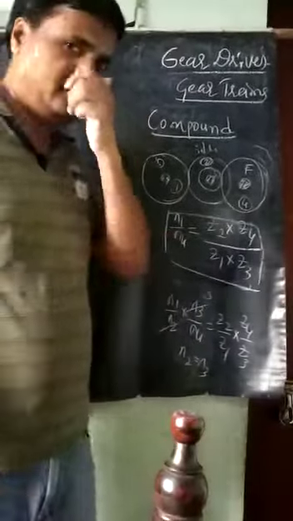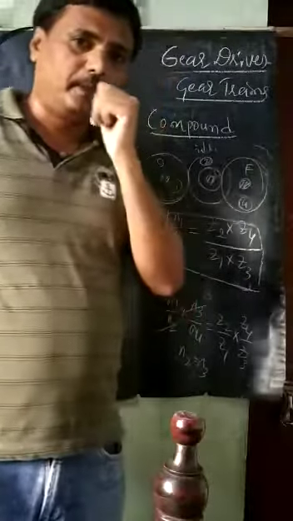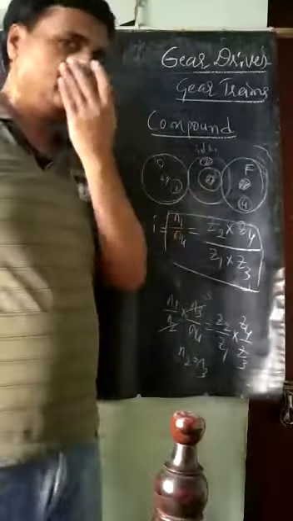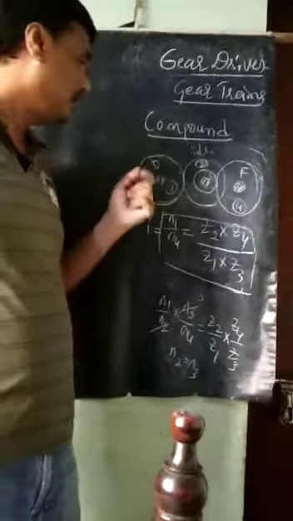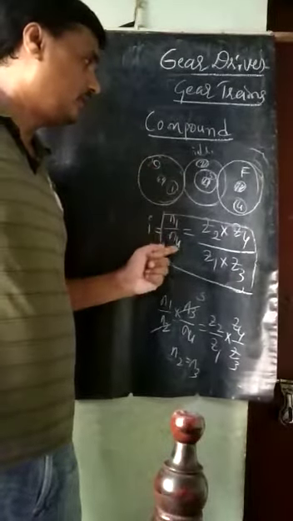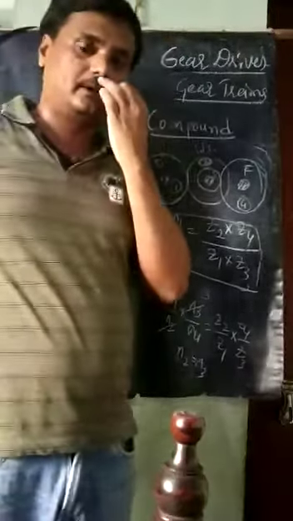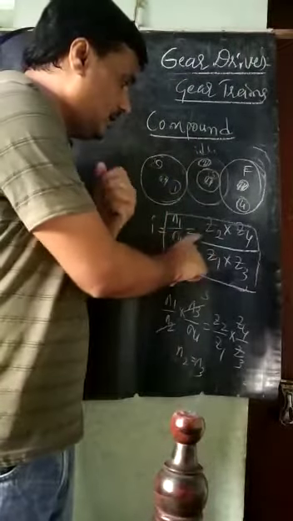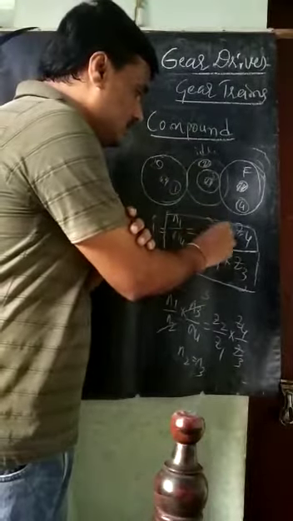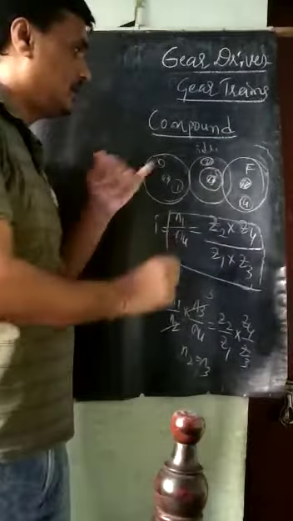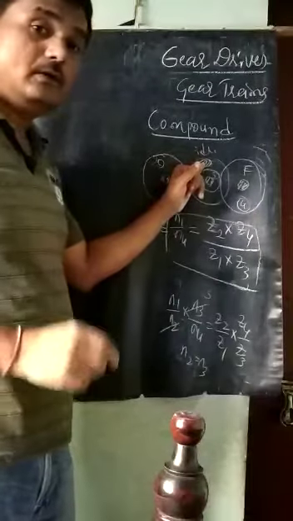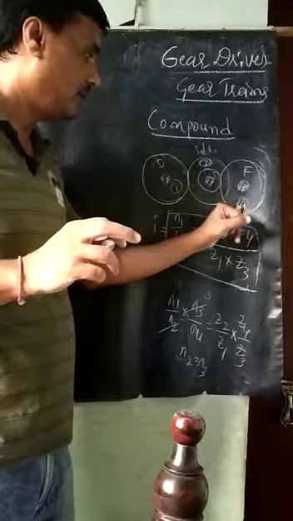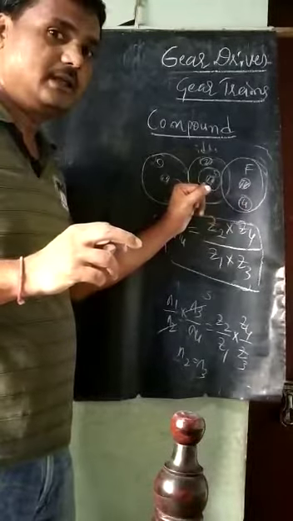What is this relation telling us here now? The speed ratio N1 divided by N4 is a velocity ratio. N1 is what? It is the speed of the driver. N4 is what? Speed of the last follower here. So it is a velocity ratio. This is equal to what? The numerator here now, Z2 into Z4. Z2 is the follower of the first gear. Z4 is the follower of the third gear here now.